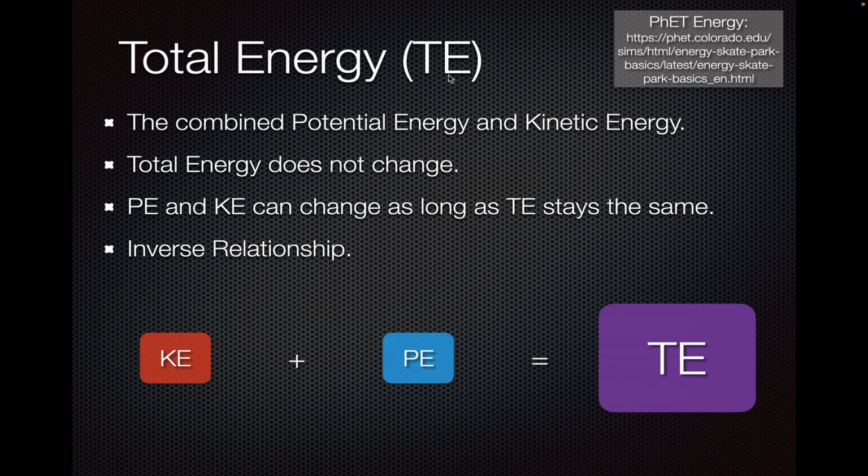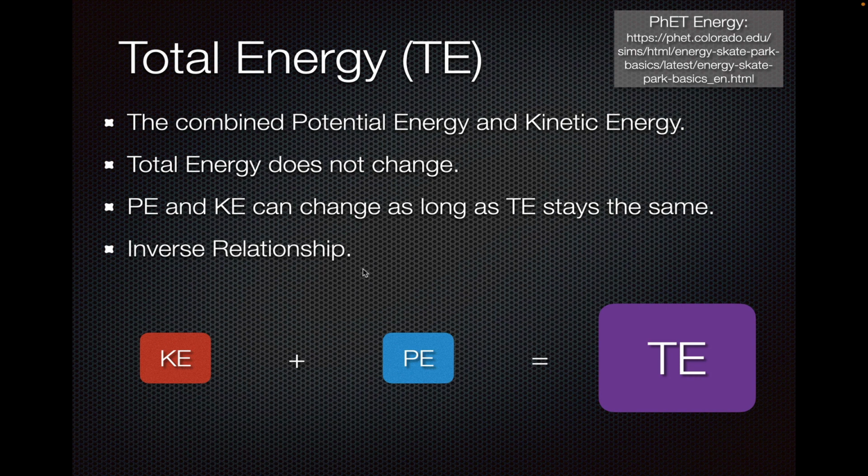Total energy is a result of both the kinetic energy added to the potential energy, okay? So if we take the moving energy and we take the stored energy, add them together, that will give us the total energy. Now, total energy does not change, okay? We can change potential and kinetic, but total stays the same.